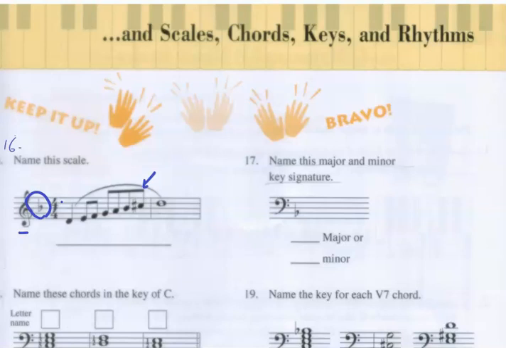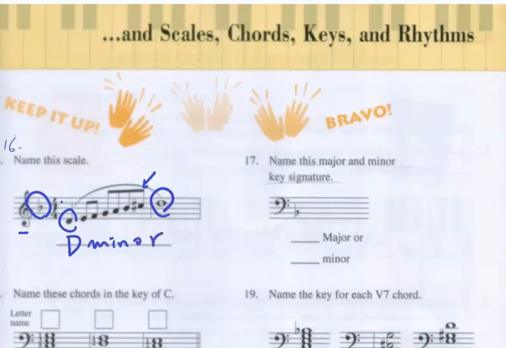Since this one starts on D and ends on D, that's a big clue. It's going to be a D scale. Okay. And is this major or minor? Then you need to know: is this D major or D minor? The key is you have B flat, right? So if you have B flat and it starts or ends on D, that means it's the D minor scale.